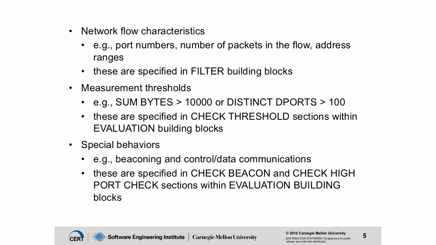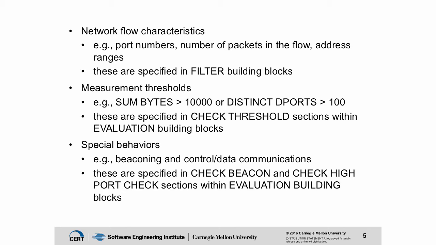Analysis Pipeline supports three condition types that it can evaluate. The first is flow characteristics, which are specific values or value ranges for any of the network flow fields, for instance port number, number of packets in the flow, or address ranges. These are specified in filter building blocks.